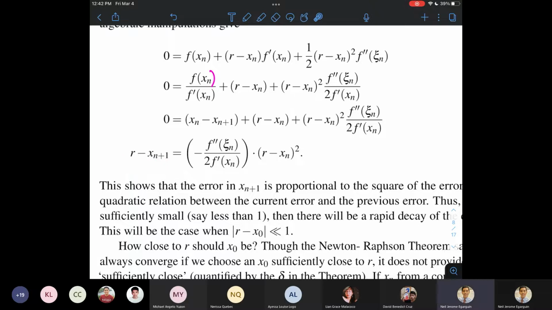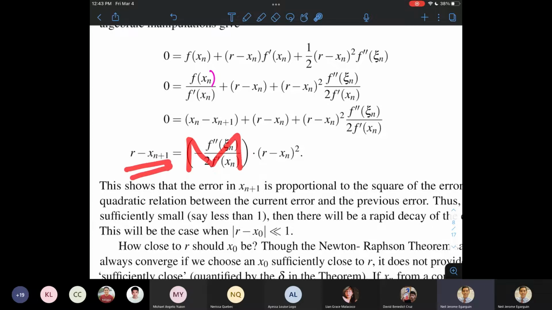X sub n plus 1 is our n plus 1 estimate. So ito yung error dun sa n plus 1 step ng iteration. And this equation is telling us that this is equal to this constant, all right? F double prime of C sub n is just a constant. Di natin alam yung value, pero we know it's just a constant. 2 over F prime evaluated at x sub n, that's another constant, all right? Times r minus x sub n squared. So this means you can treat this as a constant m, okay?